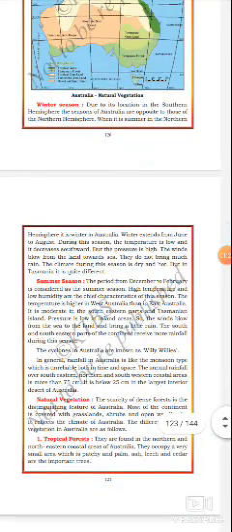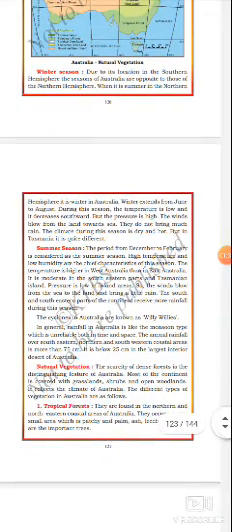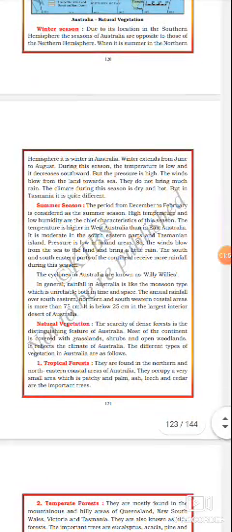Due to its location in the southern hemisphere, the seasons of Australia are opposite to those of the northern hemisphere. When it is summer in the northern hemisphere, it is winter in Australia. In the Australian continent, the winter season extends from June to August.